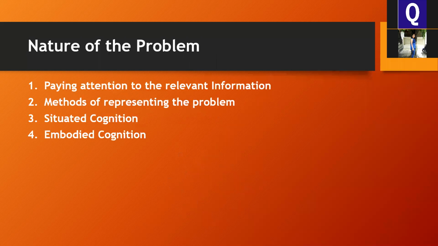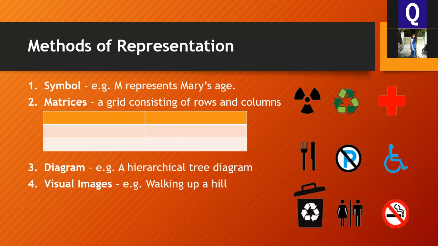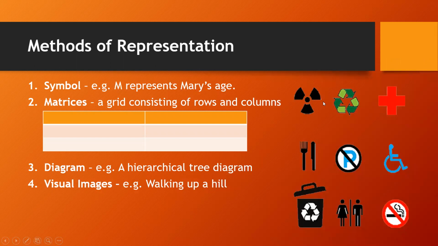Yes. There are different ways to understand a problem. What are the different ways? First is paying attention to the relevant information. You have a lot of information, a lot of thoughts going on in your mind. Now, when you have to solve a problem, you have to first eliminate the unwanted, irrelevant information and take only those which are relevant, useful, and necessary for you to solve that particular problem.